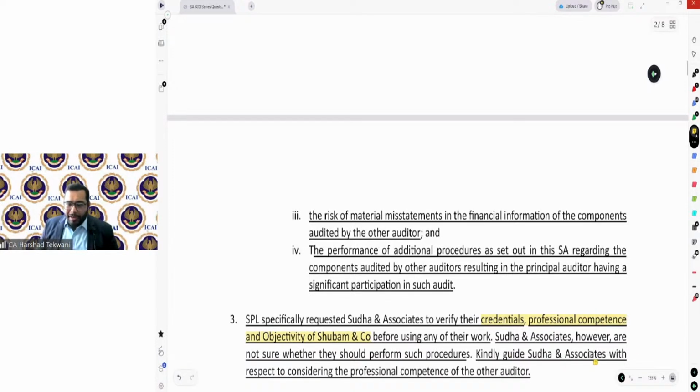So kindly guide Sudha and Associate with respect to considering the professional competency of other auditors. What they should do with respect to the other auditors' professional competency. Are they required to consider all these things for the component auditor? If yes, then how? Correct, Namrata?